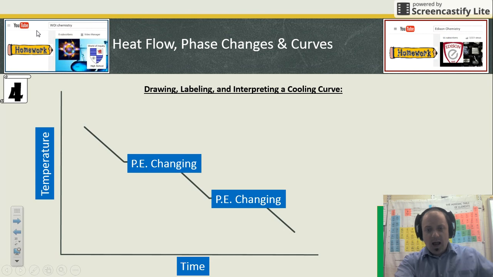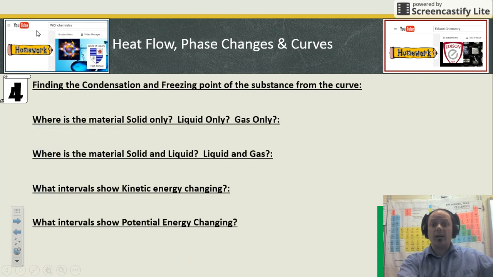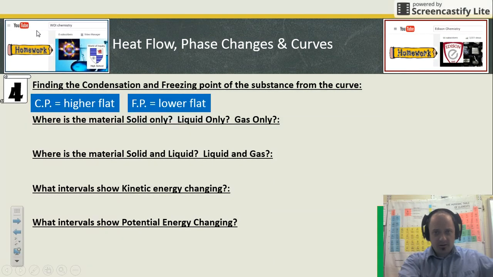Okay. And let's see. Let's label up our curve, finding the condensation and freezing point. Well, these are the flat points. The condensation point is the higher flat, and the freezing point is the lower flat. End of story.